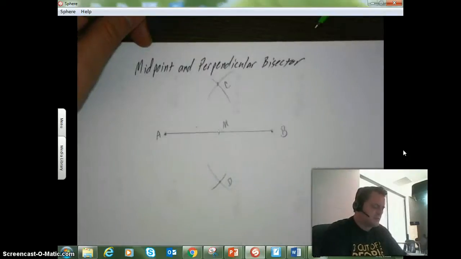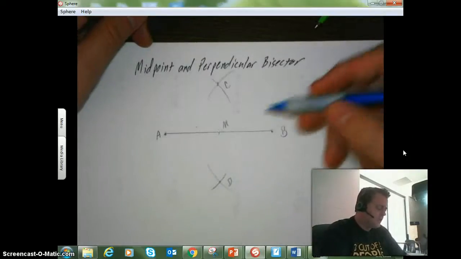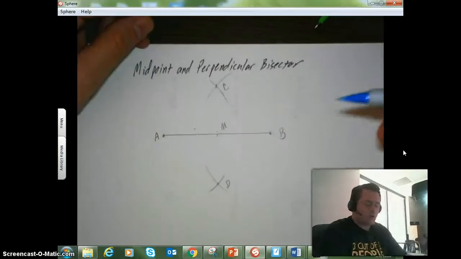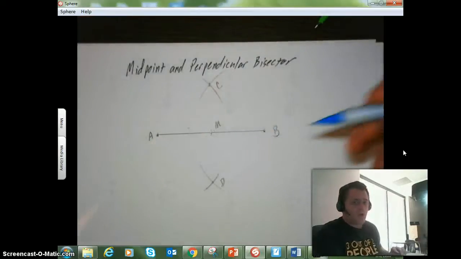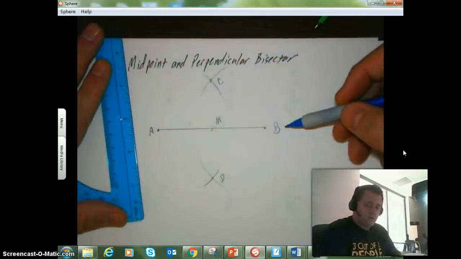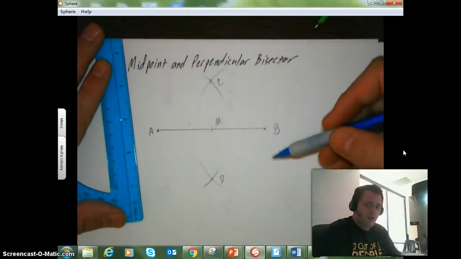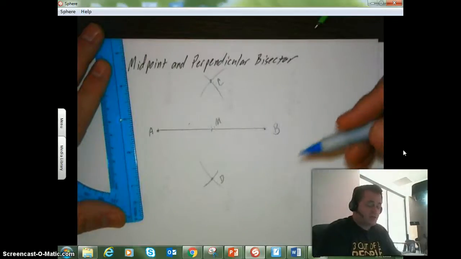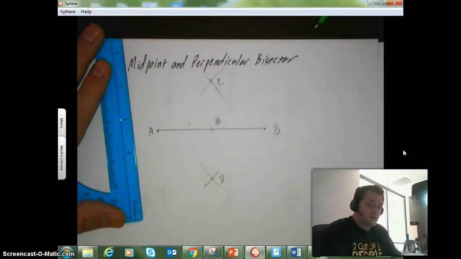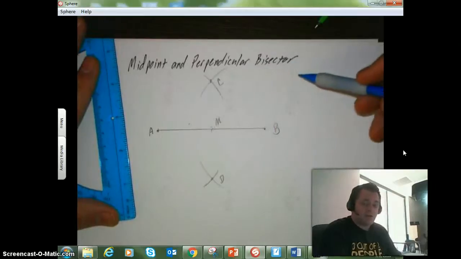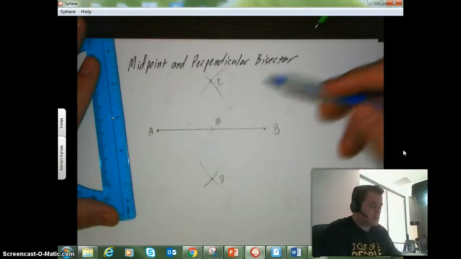Now the second part is a perpendicular bisector. You see how I labeled points C and D? Well, those points can be used to now create another line segment that would be perpendicular to segment AB and will bisect it. Because it will bisect it, it has to go through the midpoint, which makes sense. The idea of when I bisect something is I cut it into two equal sections.